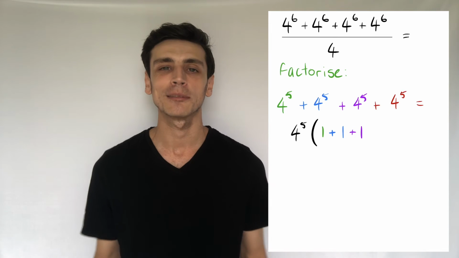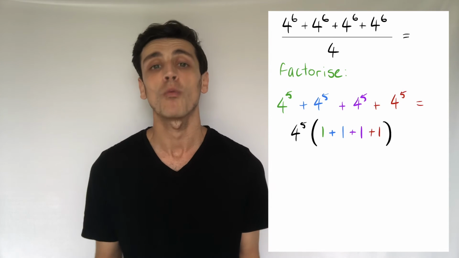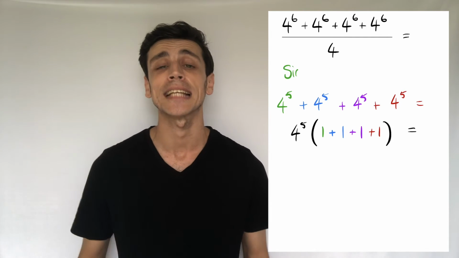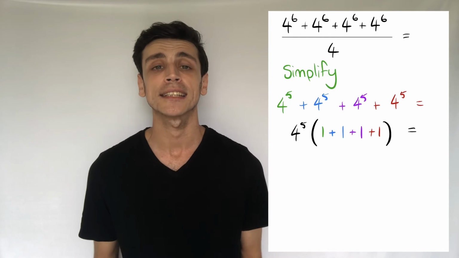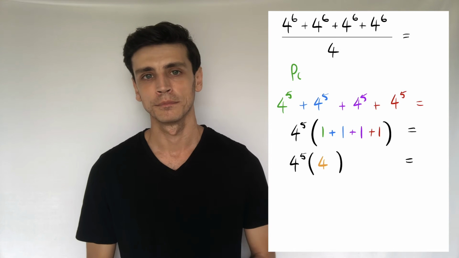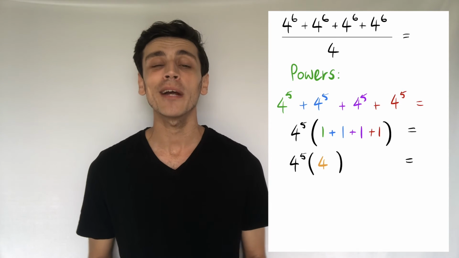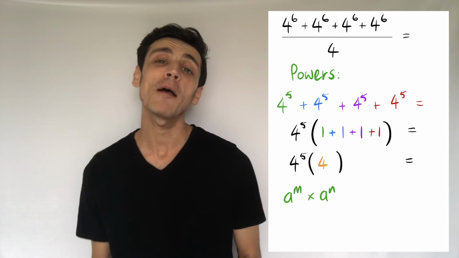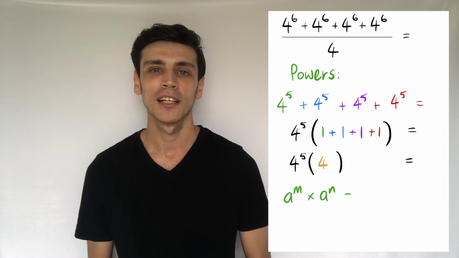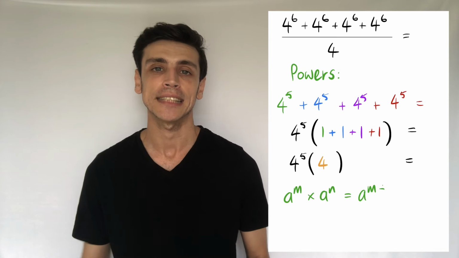Now what we're going to do is simplify this. So 1 plus 1 plus 1 plus 1 is the same as 4. So now we've got 4 to the power of 5 outside of the bracket of 4. And now we are going to use the multiplication power rules. When we're multiplying powers, we actually add our indices, our powers.